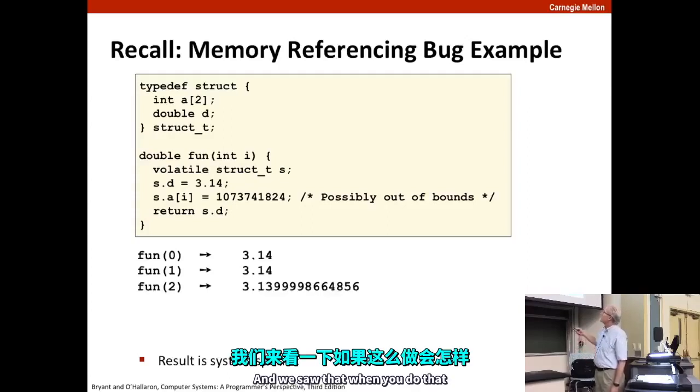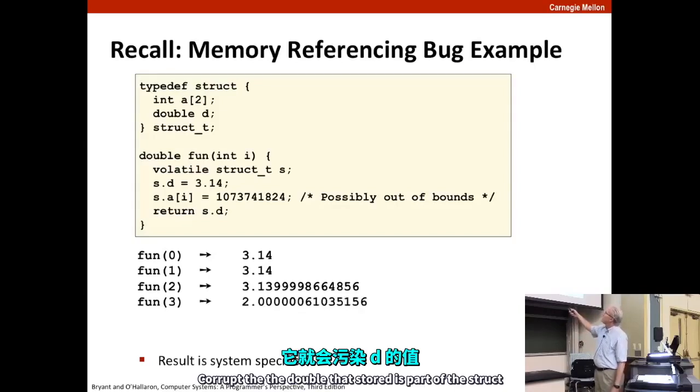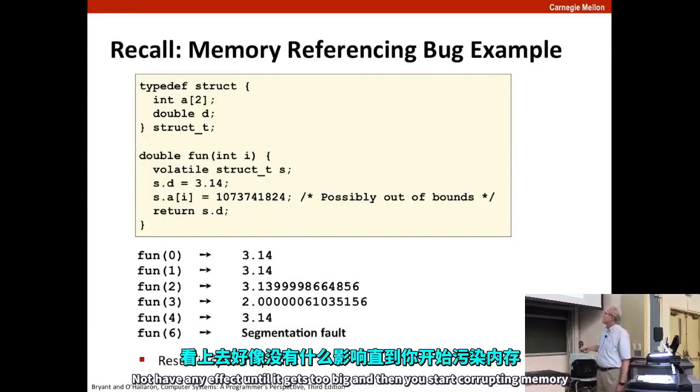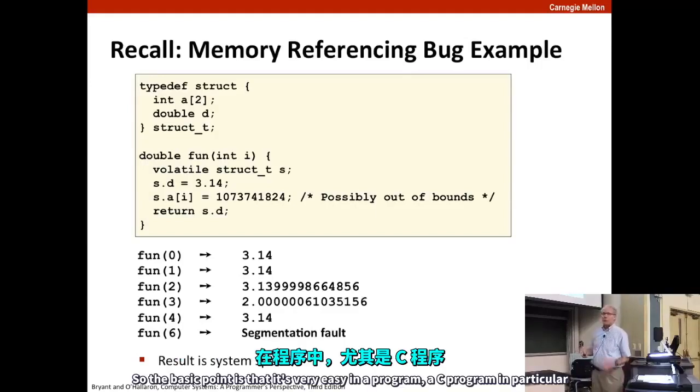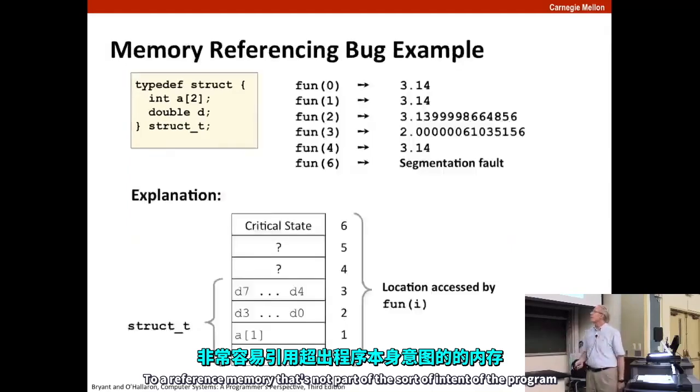And we saw that when you do that, if I gets too big, it will first corrupt the double that's stored as part of the struct. And then when it gets bigger, it seems to not have any effect until it gets too big, and then you start corrupting memory. So the basic point is that it's very easy in a program, a C program in particular, to reference memory that's not part of the intent of the program.